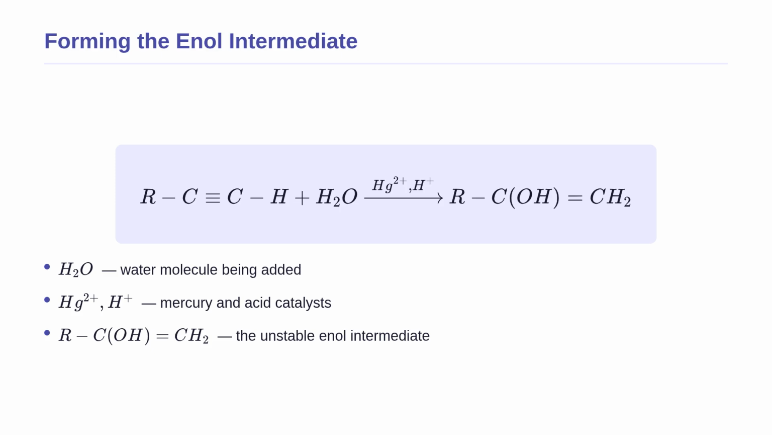We start with our alkyne and add water, using mercury 2+ and H+ as catalysts. The water splits, adding an OH group to one carbon and an H to the other, forming the enol. Conceptually, the catalysts lower the energy barrier, allowing the stubborn triple bond to open up. If we were to remove the catalysts, the reaction rate would drop to almost zero. But remember, this enol intermediate is highly unstable and will not stay in this form for long.